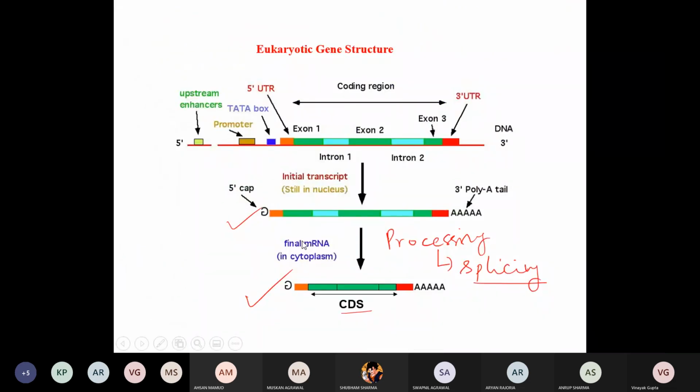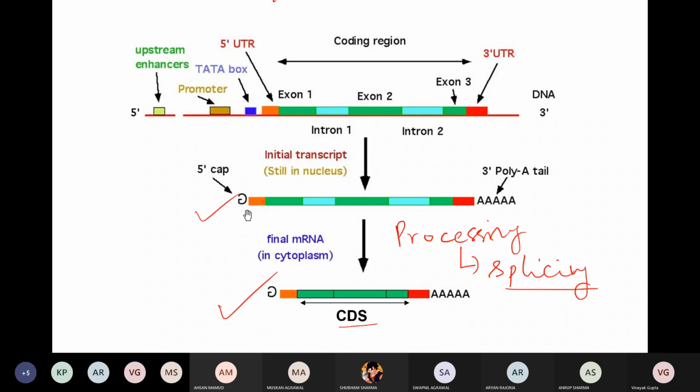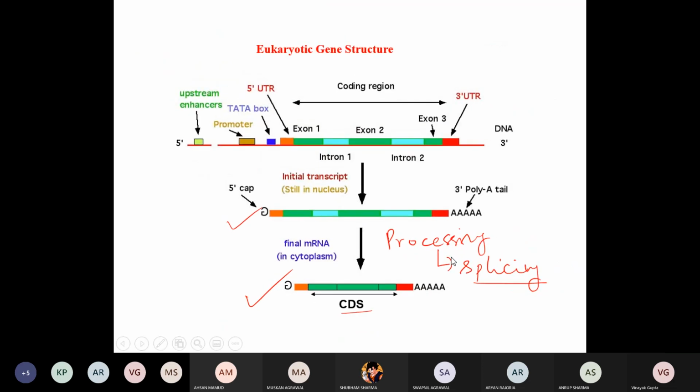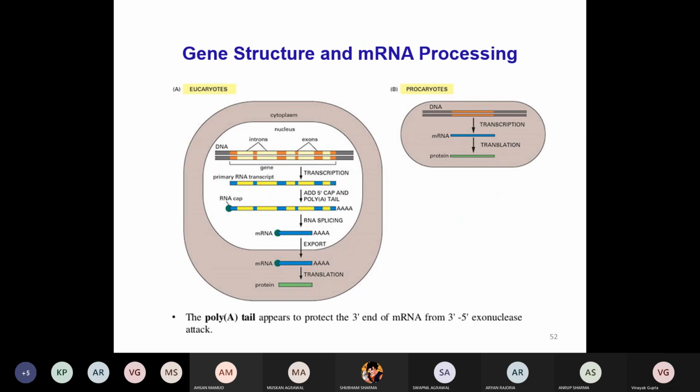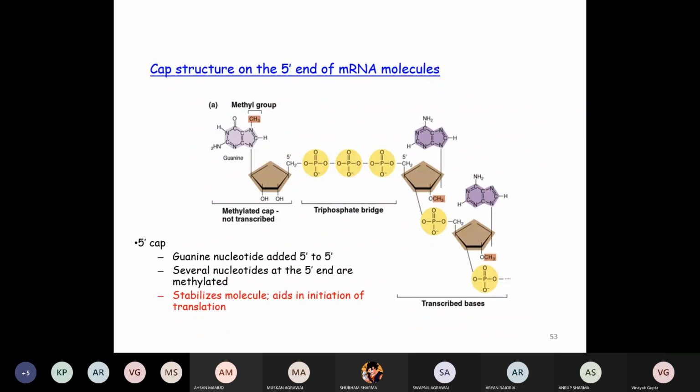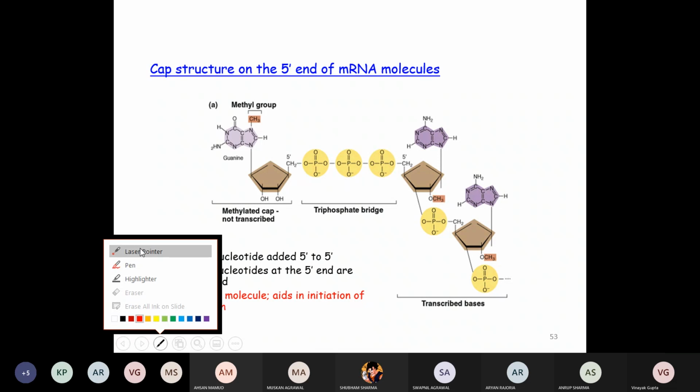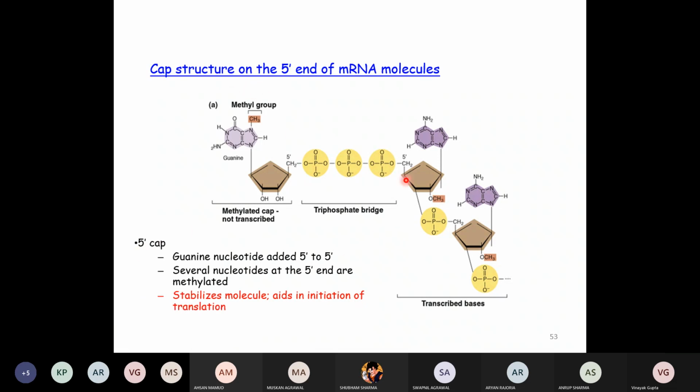And which is depicted here. If you see this diagram, here also it is depicted that something is happening at the 5' end, some cap is there. At the 3' end, a poly A tail is there. So now let's see what is the meaning of this 5' cap and what is the importance of this poly A tail also. So what is going to happen at the cap? This is the structure of a cap here. This is the first nucleotide here, transcribed base it is written. And the base is attached to a methylated guanine with the help of triphosphate bridge.